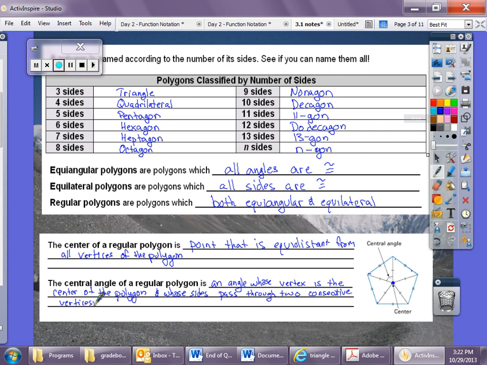Sounds confusing, but the central angle has the vertex, which is the center point, and then it passes through two consecutive vertices. So we make up that angle. We also have one over here, it passes through two consecutive vertices. So there's actually going to be 1, 2, 3, 4, 5. It's a pentagon, 5 sides. We have 5 central angles.